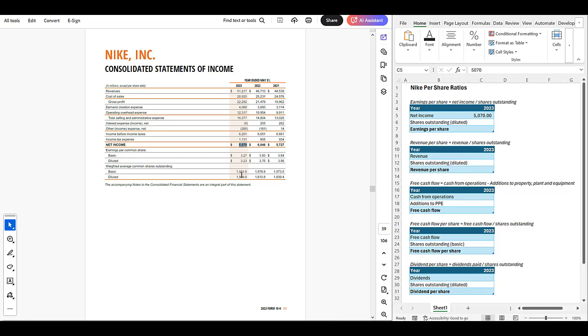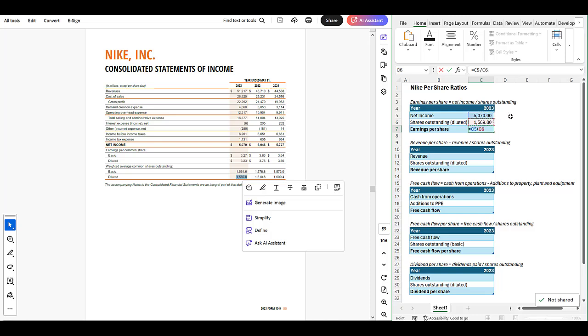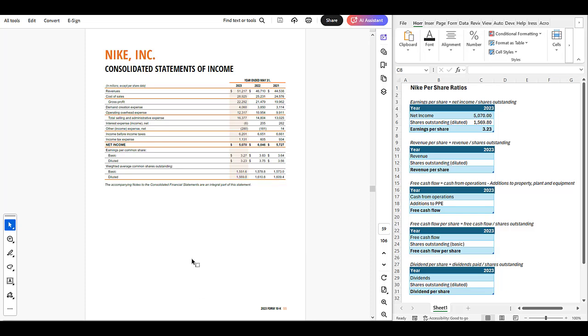The diluted shares outstanding was 1,569.8. 5,070 divided by 1,569.8 equals 3.23. Nike's earnings per share for 2023 was $3.23. For every share of Nike you own, you would be entitled to $3.23 in earnings. You can see Nike has calculated this for us because it's a very important number to investors.